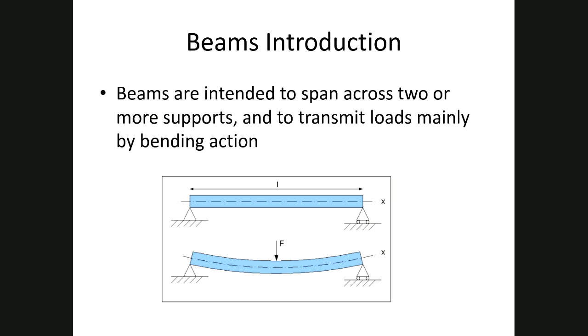So beams are intended to span across two or more supports to transmit loads, mainly by bending action. So we have a beam here. That beam will have a load coming on it, so either a concentrated load like F, or some sort of distributed load. It could be a uniformly distributed load, or it could be a non-uniformly distributed load. It could have multiple loads on it, not just one concentrated load. So for example, we could have five people standing along here. That would be five different concentrated loads along it.